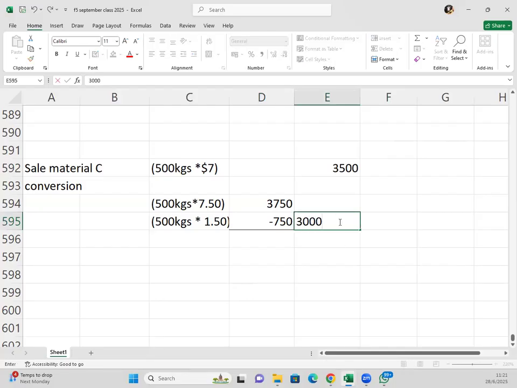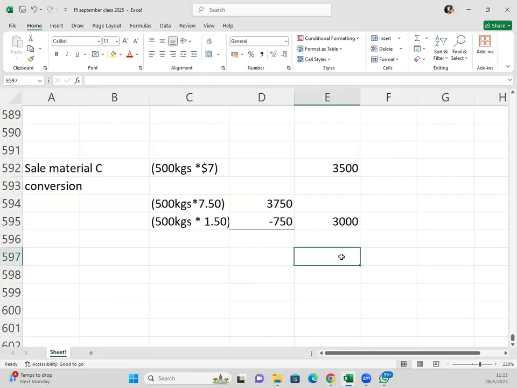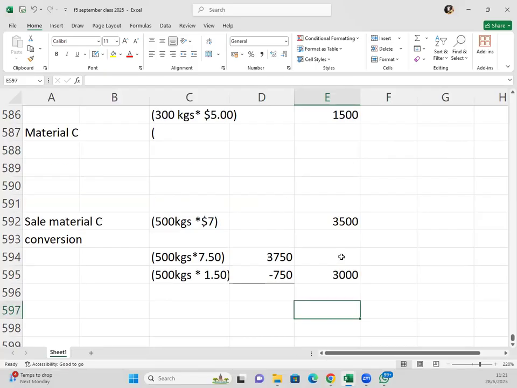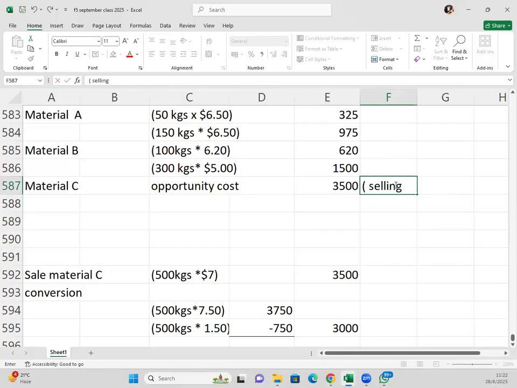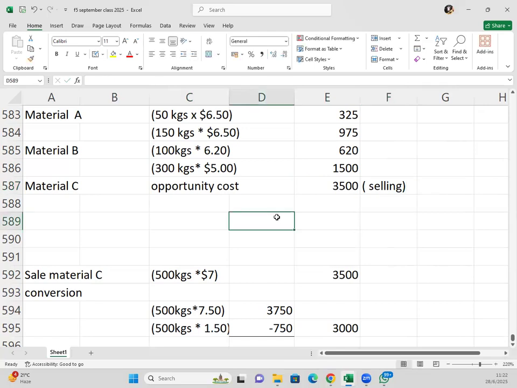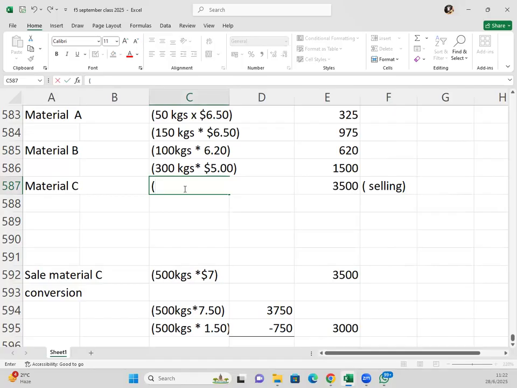So there are two options here. We can convert or we can sell. If we decide to sell, we benefit 3,500. If we convert, we benefit 3,000. So for material C, the relevant cost is the higher benefit, which is the opportunity cost. In this case, the higher opportunity cost is the opportunity cost of selling. The relevant cost is the 3,500, which is the opportunity cost of selling. We compared selling and conversion. The higher benefit is the relevant cost. So we chose 500 times 7. Why did we choose this one? Because it is the one which had the higher benefit.